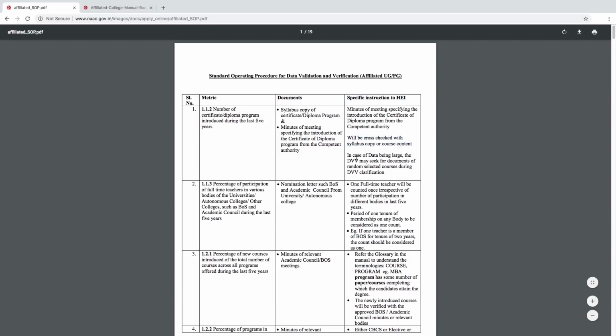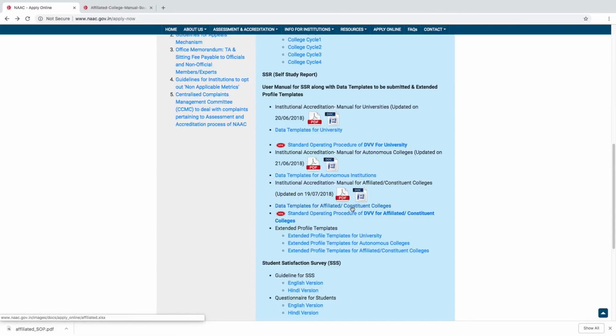In case the data is large, then DVV may seek a document for randomly selected courses. The portal facilitates only an upload of 5 MB space. NAAC is striving to extend this 5 MB space to suit all the uploads, but as of now it is restricted to only 5 MB. In such cases, we expect that the institution fills in the data template, which for affiliated colleges can be downloaded from here.